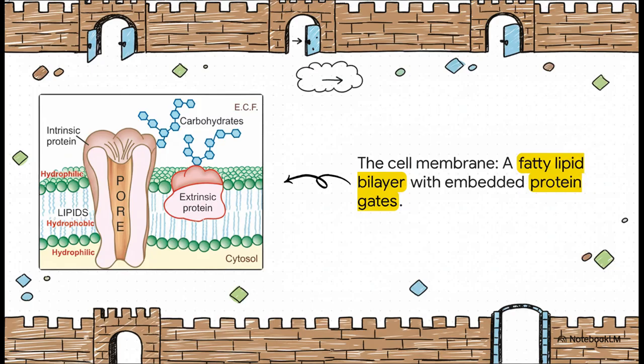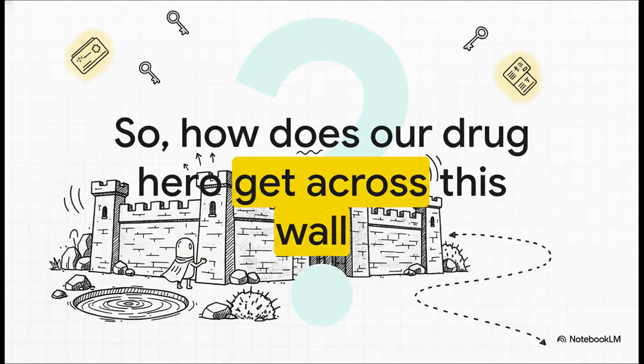It's mostly a fatty layer, what we technically call a lipid bilayer. And you see those things embedded in it? Those are special proteins. Some of them act like little gates or channels that can let things pass through. Think of it like a fortress wall with a few very well-guarded entry points. So, the big question for our drug is, how do I get an entry pass? How does it cross this heavily guarded wall to get to the other side?